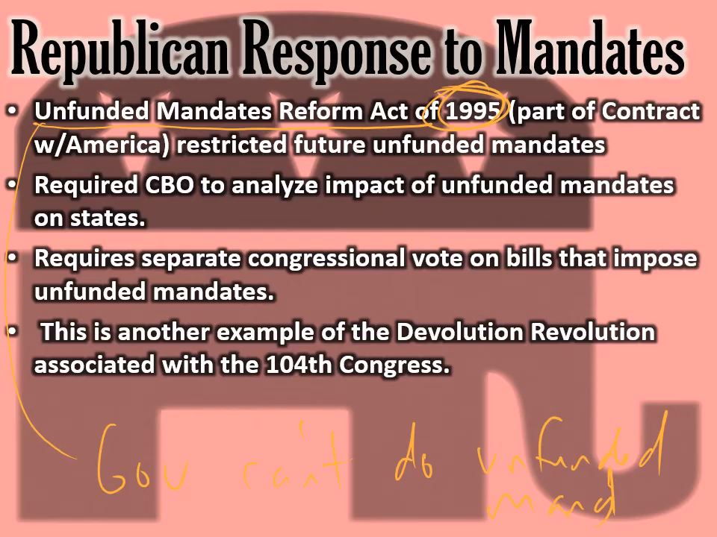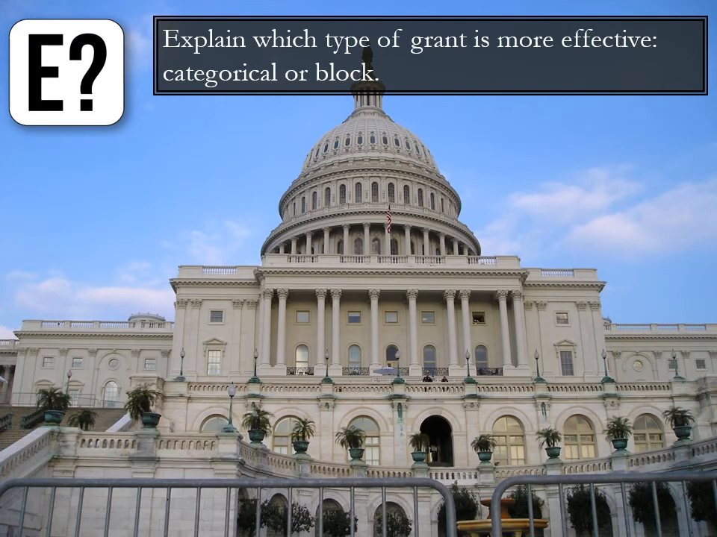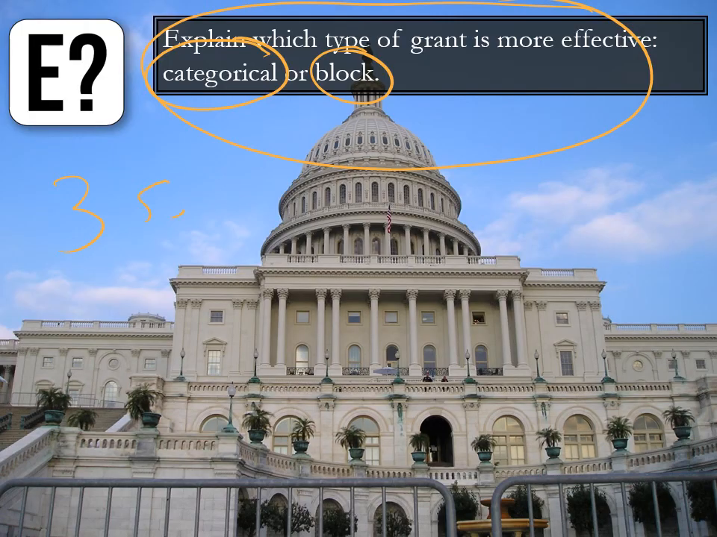I'm not going to bother reading all this stuff to you. You can just fill in the blanks. And the next slide is where you're going to write the summary. Explain which type of grant is more effective in your opinion. What do you think is more effective at having a better government for both the states and the federal government, a categorical grant or a block grant? I want you to explain in 3 sentences. Okay, cool. Thanks.